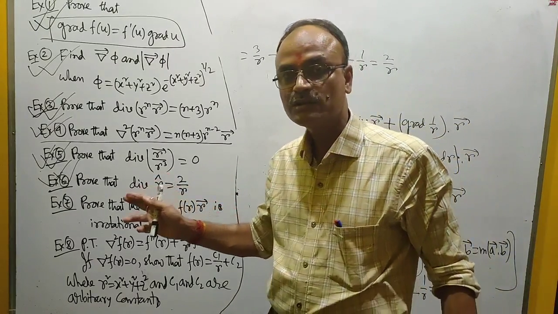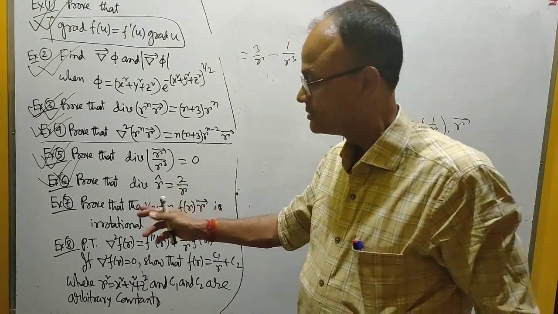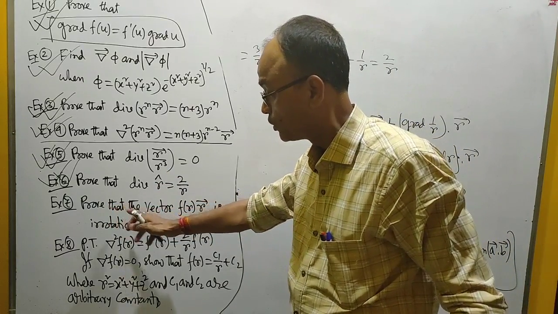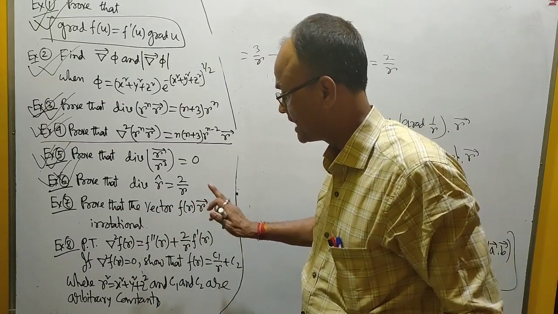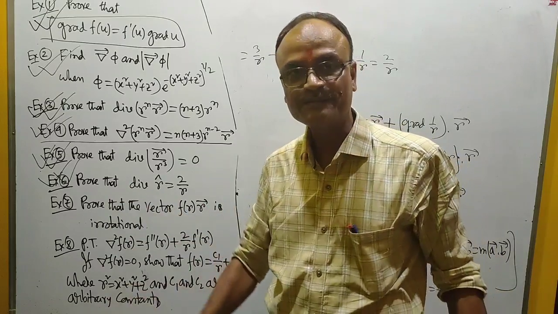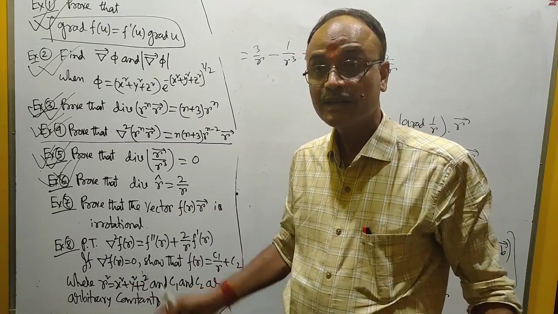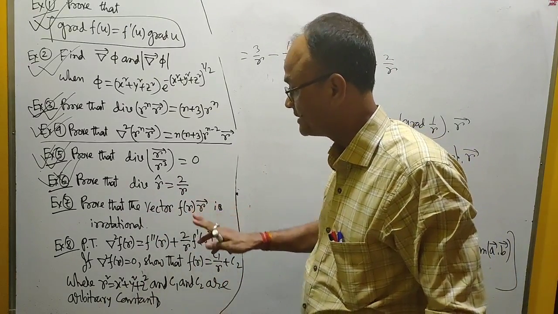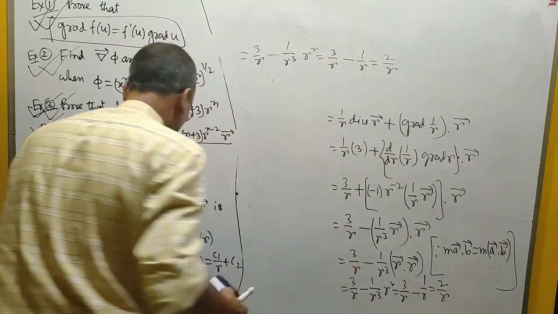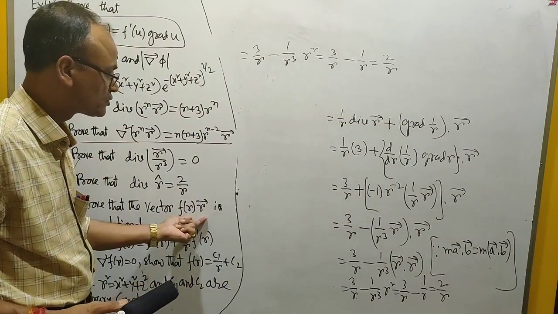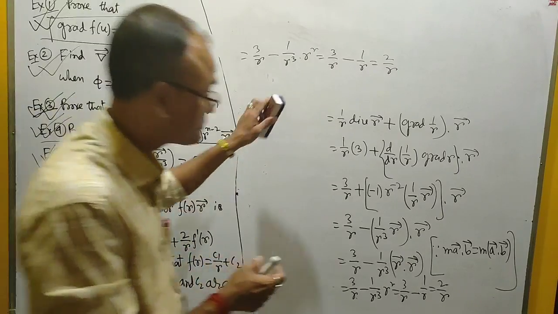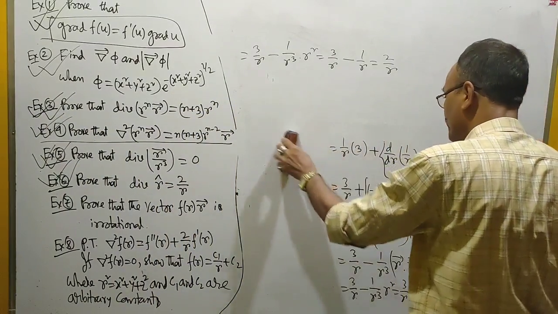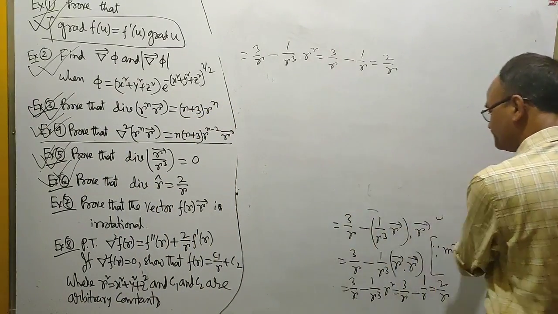Now let me solve number 7. Prove that the vector f(r) r vector is irrotational. If it is irrotational, then we have to prove that curl of f(r) r vector equals 0.